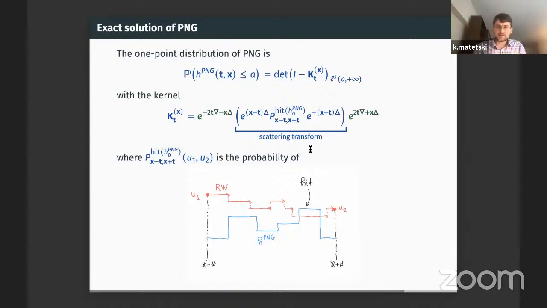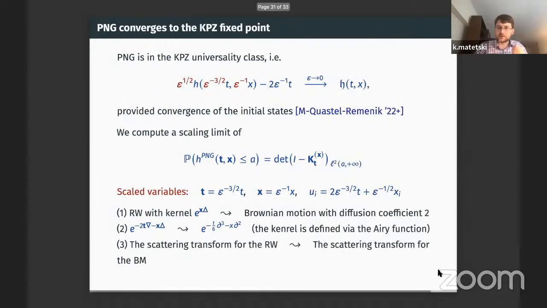So in some sense, the scattering transform is given by the hit probability on the whole real line from minus infinity to plus infinity. But in order to compensate the growth of the Brownian motion at infinities, the hit probability has to be convolved from both sides by respective semigroups, which compensate this growth of the Brownian motion. So it is not completely clear why the limit of the scattering transformation makes sense, but it can be shown that in fact it is defined as an operator, so that the whole kernel is trace class.